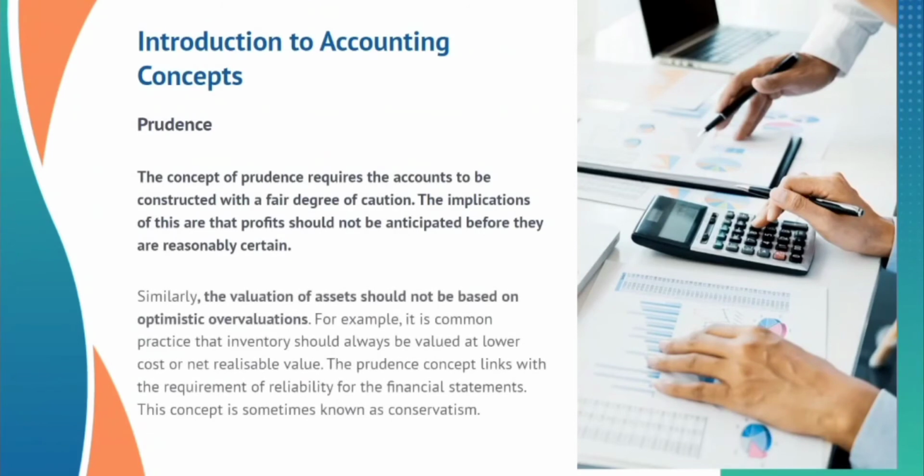Prudence. The concept of prudence requires the accounts to be constructed with a fair degree of caution. The implications of this are that profits should not be anticipated before they are reasonably certain. Similarly, the valuation of assets should not be based on optimistic overvaluations. For example, it is common practice that inventory should always be valued at lower of cost or net realizable value. The prudence concept links with the requirement of reliability for the financial statements. This concept is sometimes known as conservatism.